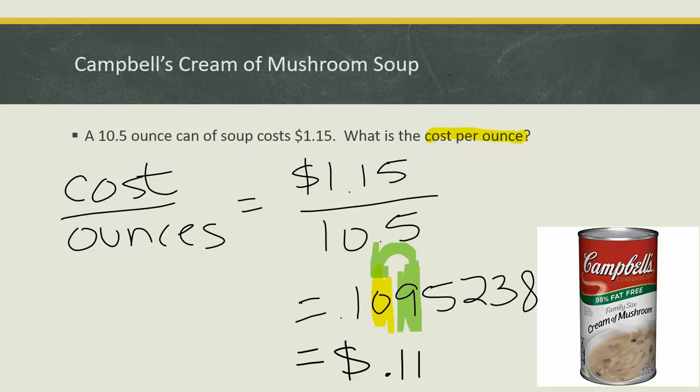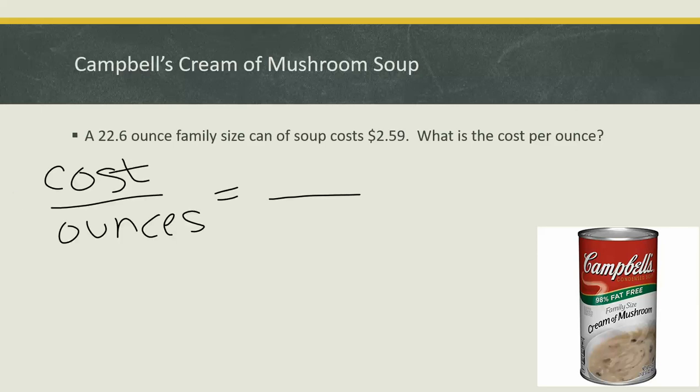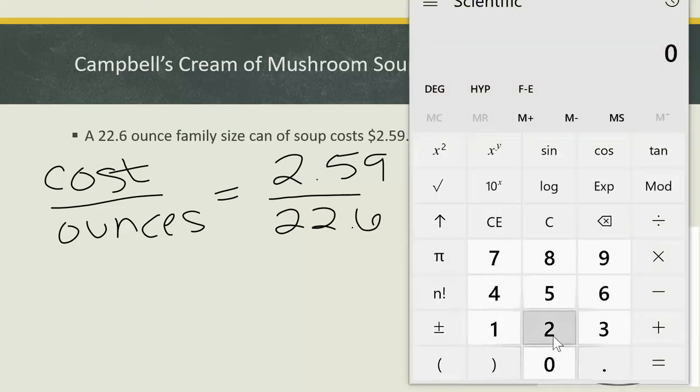Let's compare that to a larger can. A 22.6 ounce family can of soup costs $2.59. Let's find the cost per ounce. So we're going to take cost divided by ounces. The cost is $2.59 divided by 22.6. I'm going to grab my calculator. 2.59 divided by 22.6.